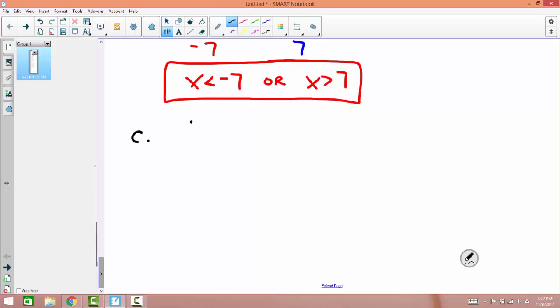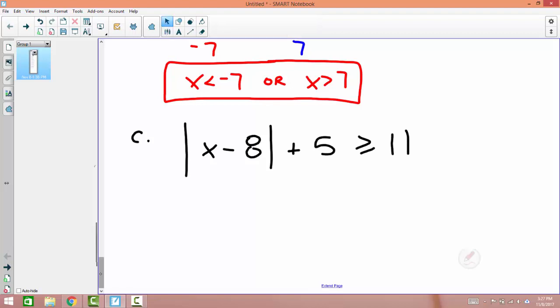Okay, I'm going to give you one to try. Absolute of x minus 8 plus 5 is greater than or equal to 11. So go ahead and hit pause and see if you get the same answer I get.